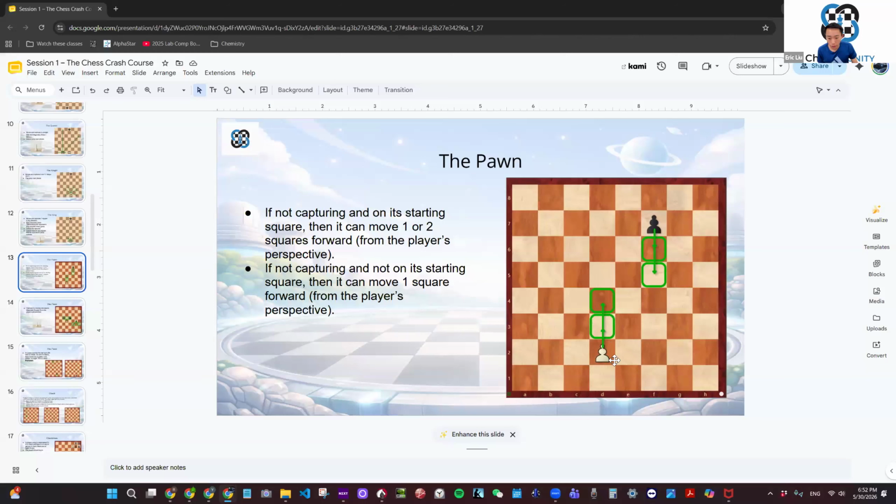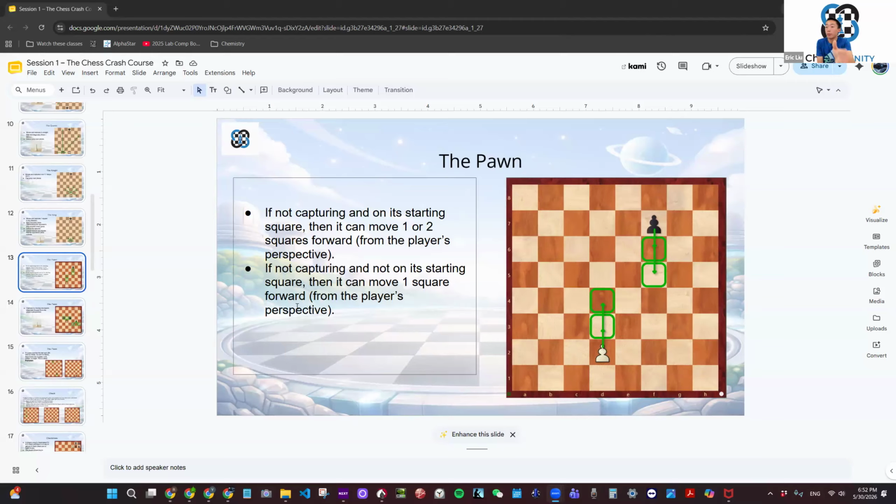The pawn. So this is what the pawn looks like, and this is what the pawn looks like online. I don't really have a pawn right now, but okay. The pawn is a little bit tricky, but basically, if it's on its starting square, it has 2 places it can go. It can either move up 1 square or move up 2 squares. Like you see this pawn on d2 can either move up 1 square to d3 or 2 squares to d4.